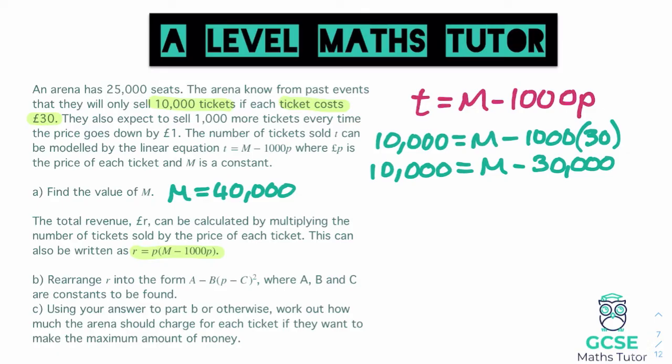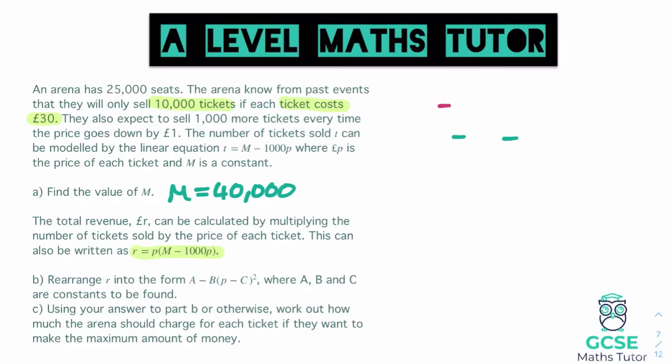So in order to do that, we just need to expand that bracket and go about rearranging it into that completed square form. Let's get started and move all of this out of the way. First of all, we just want to expand that bracket. So we'll get R is equal to Mp, and again, you could put the p first, but we've got the p at the end on the next p, so I'm just going to keep that consistent. Mp minus 1,000p squared.